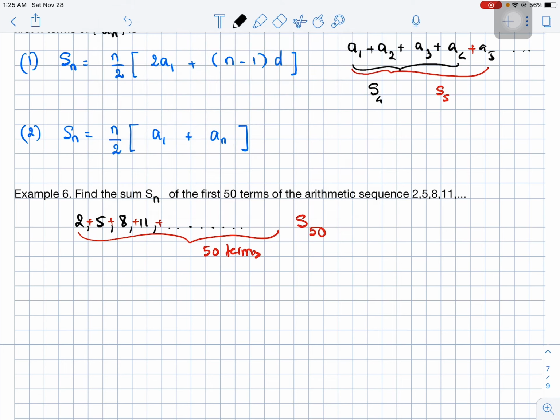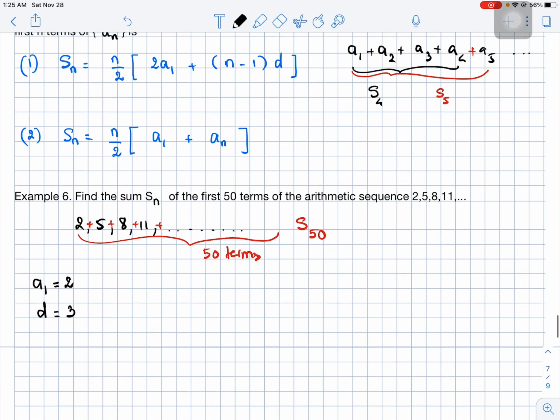So let's write down what we have. We know the first term A1 is 2, and this is an arithmetic sequence, so we know that 2 goes to 5, and then 5 goes to 8, and then 8 goes to 11. We add 3. So we keep adding the same number to get to the next one. The other way you can check is you pick a pair like 2 and 5, and you subtract to find the difference. So this one is easy. You can see it's very straightforward.